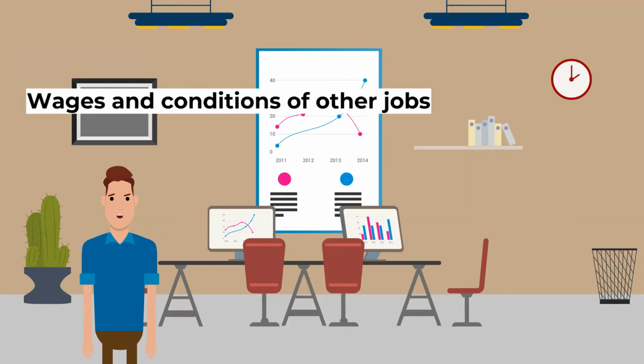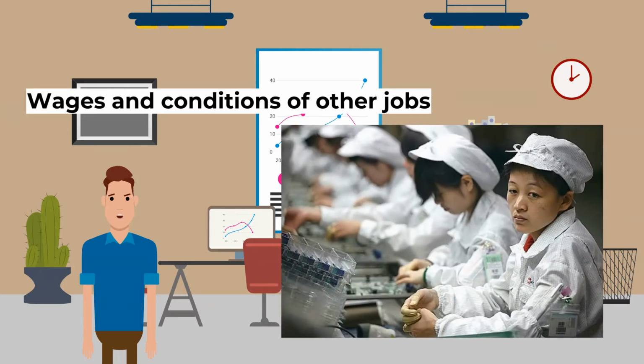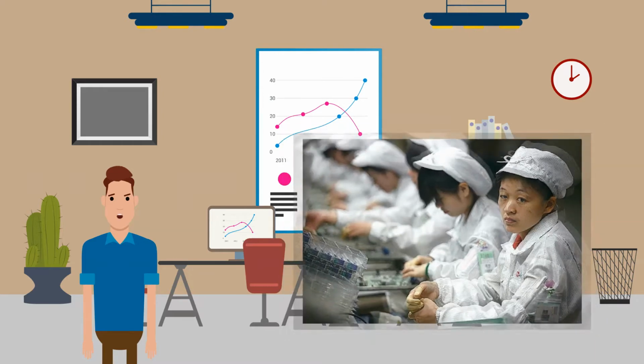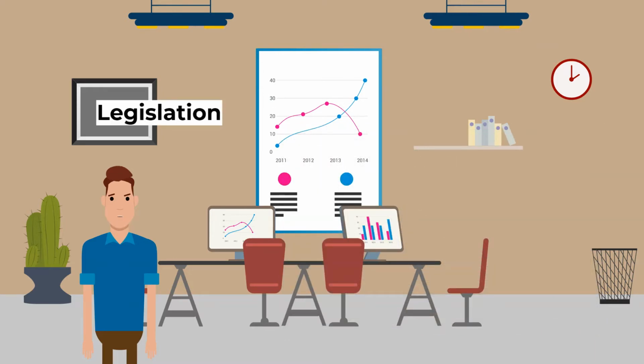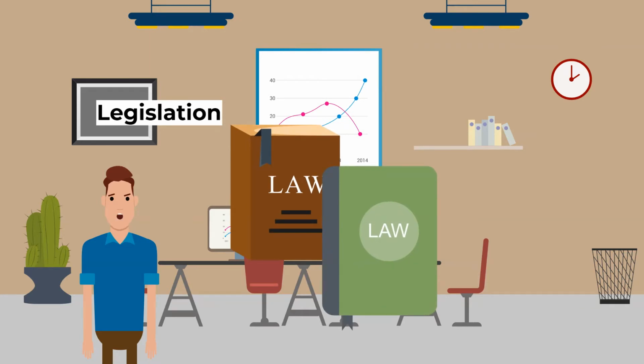Now, wages and conditions of other jobs. If many jobs in a local area are considered to be unpleasant and offer low wages, then the supply for alternatives will be higher. Lastly, legislation. The government rules can affect the supply of labor, for example, school leaving age and the retirement age.